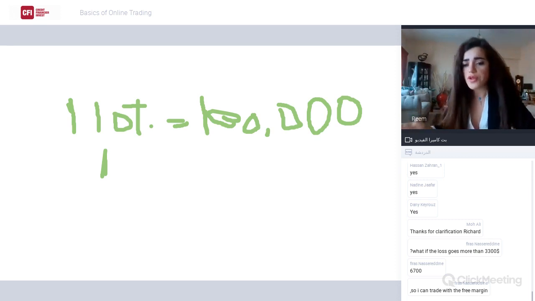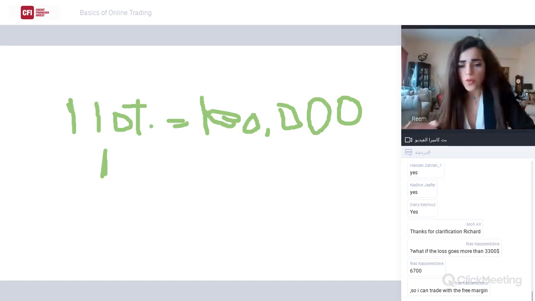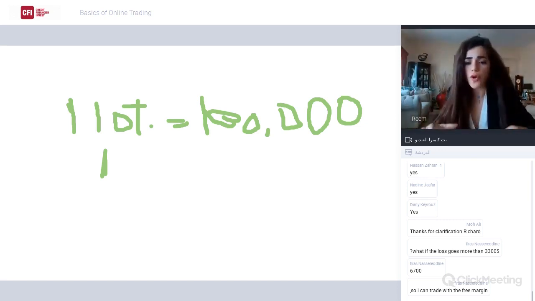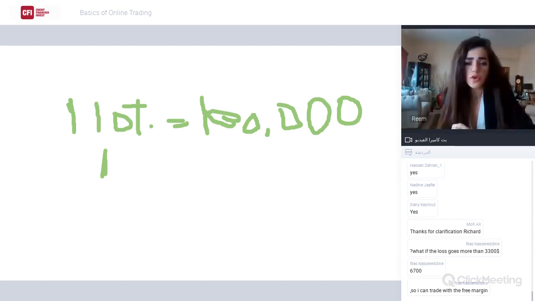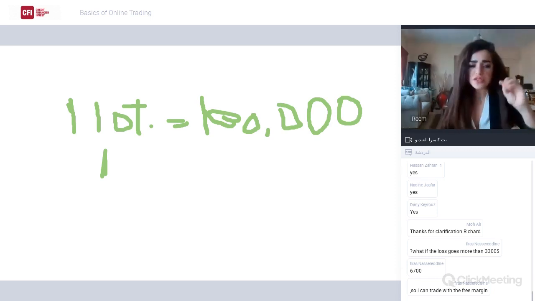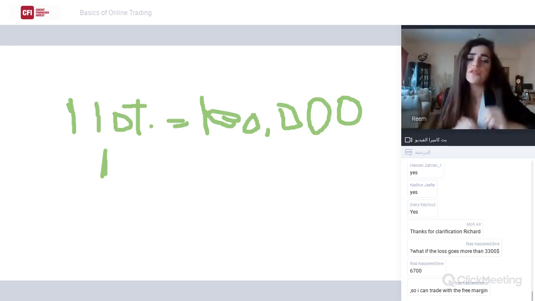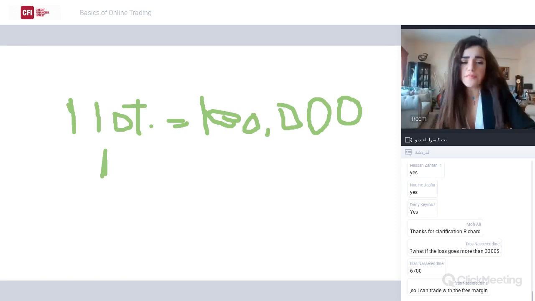So zero or liquidation we don't usually have. For you to lose all this, we usually try not to go this extra mile, but it can happen. But usually you can always have 20% in your free margin, in your margin account, that we will always keep. So I can trade with the free margin? You can trade with the free margin, absolutely. The margin is locked, okay?